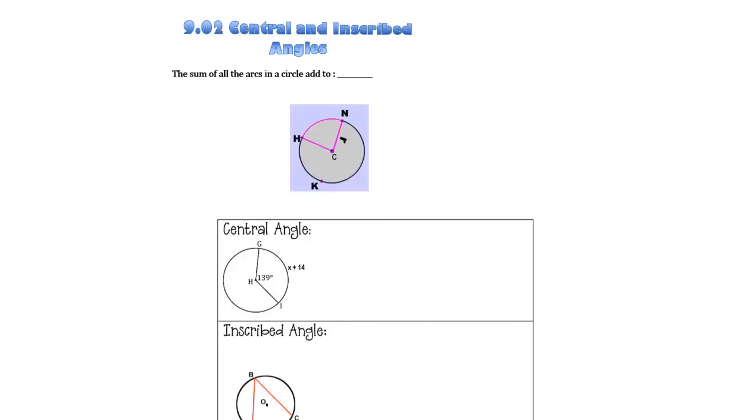So here's the new notes for today. We're going to learn about central angles and inscribed angles. The first thing we just want to go over is something you probably know. If I have an arc of a circle, let's say HN is 80 degrees. This arc is 80 degrees.